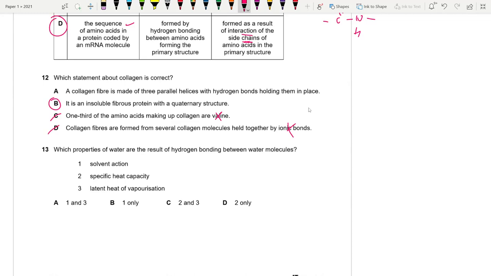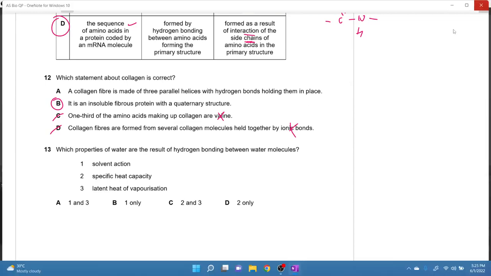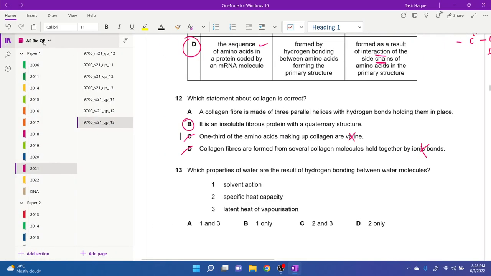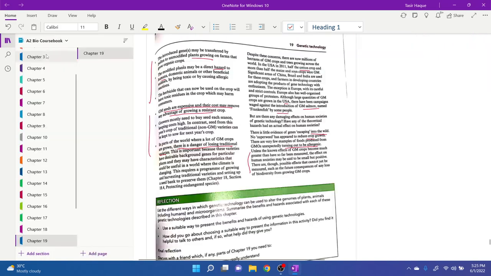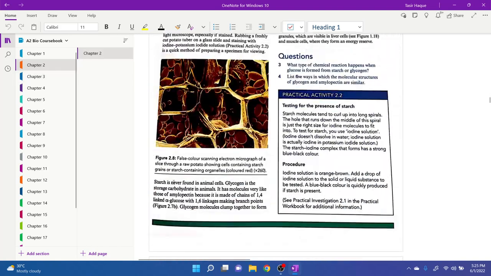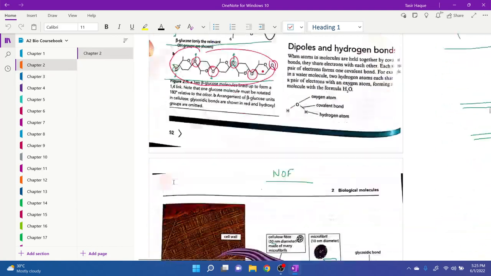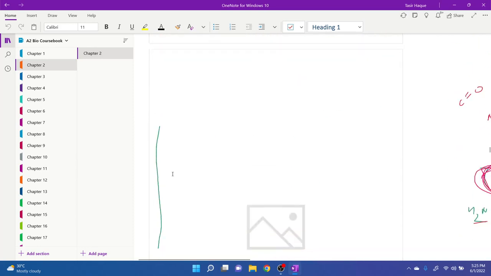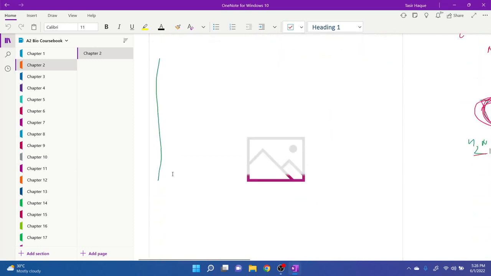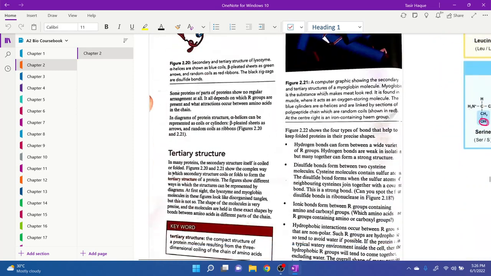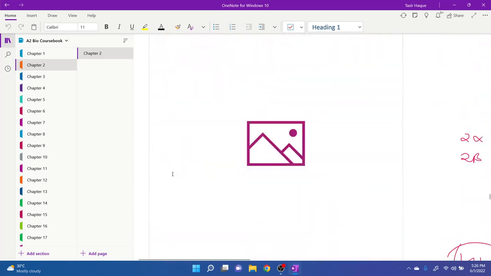So what's wrong with A actually? If you guys are wondering, what's wrong with A? A collagen fiber is made up of 3 parallel helices. Let's see what's wrong. See this. This is from chapter 2, right? So if you go to collagen, it's probably here, right?